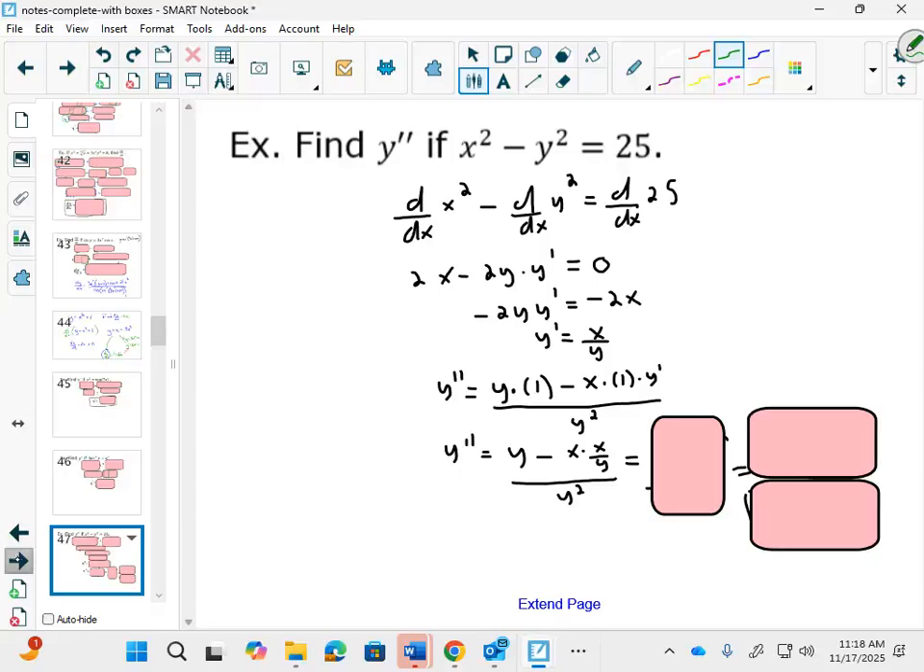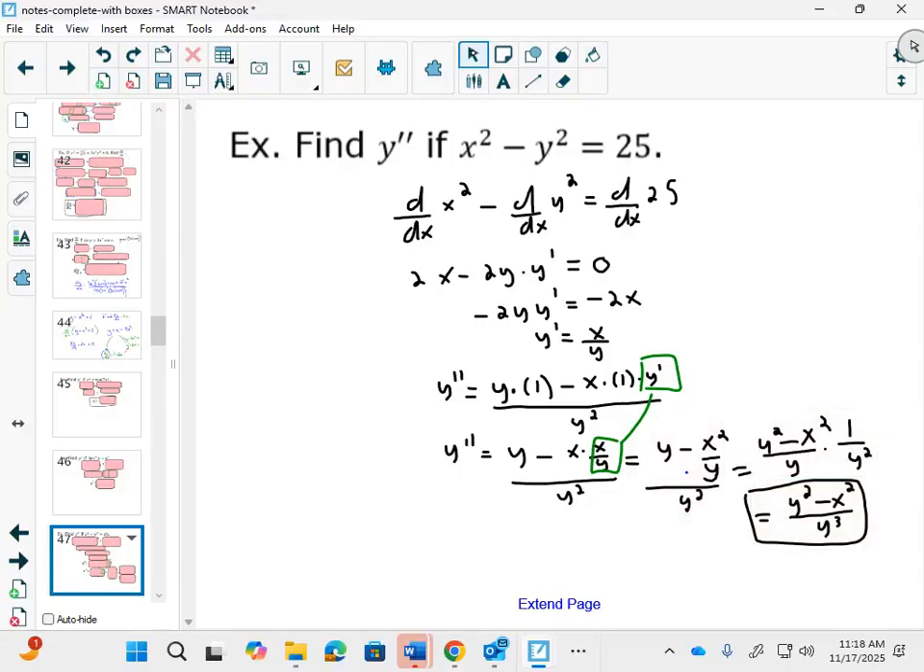And then, where the y prime is, you can substitute in an x over y. If we wanted to, we could simplify this even further.